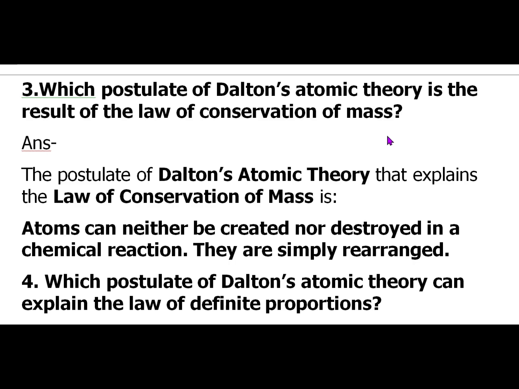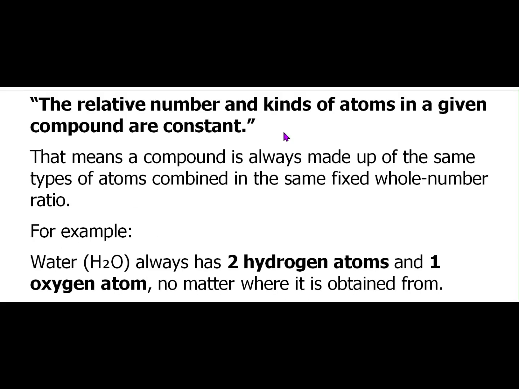Which postulate of Dalton's atomic theory can explain the law of definite proportions? Think. The answer is: the relative number and kinds of atoms in a given compound are constant. This is Dalton's postulate. What does this mean? This means that a compound is always made up of the same types of atoms.